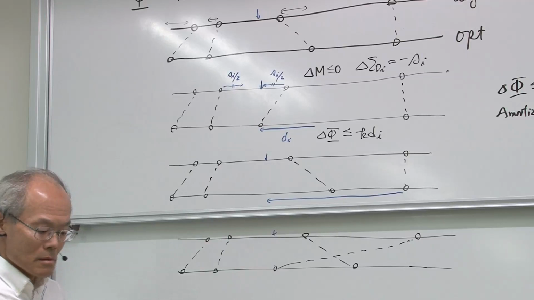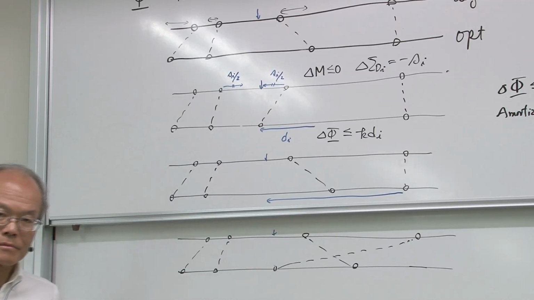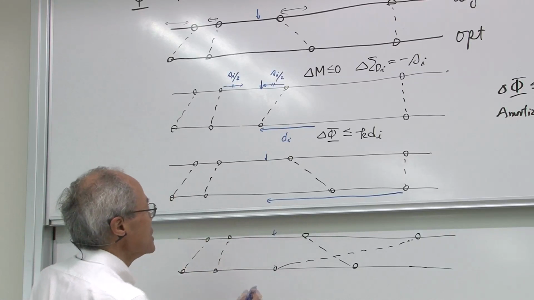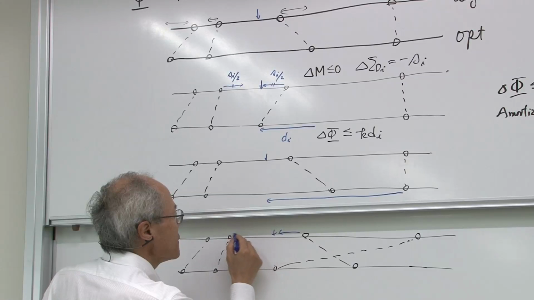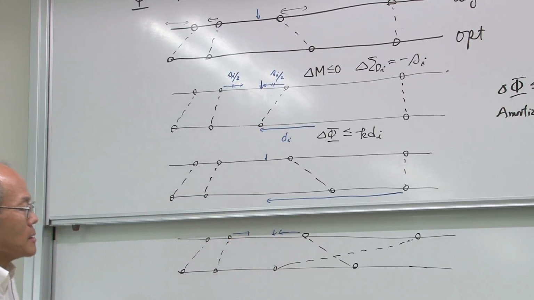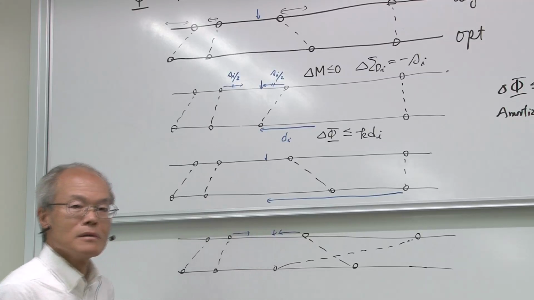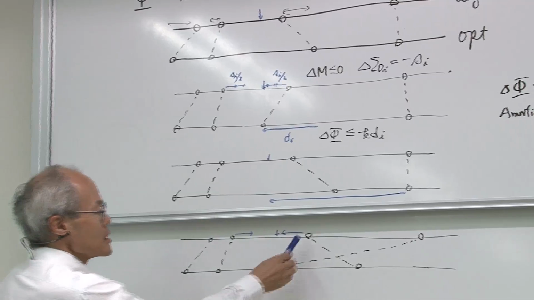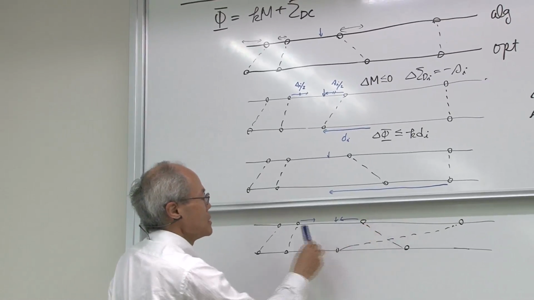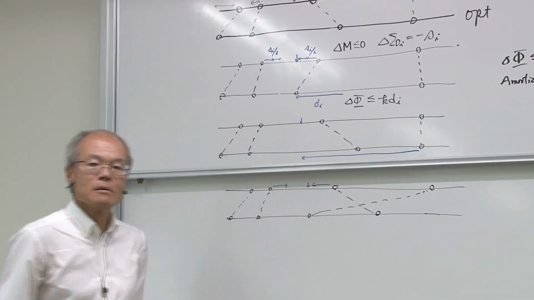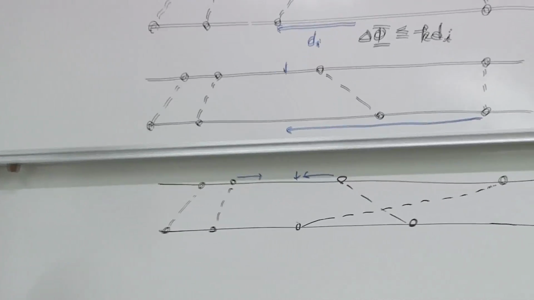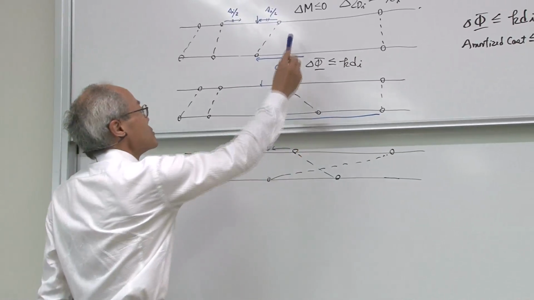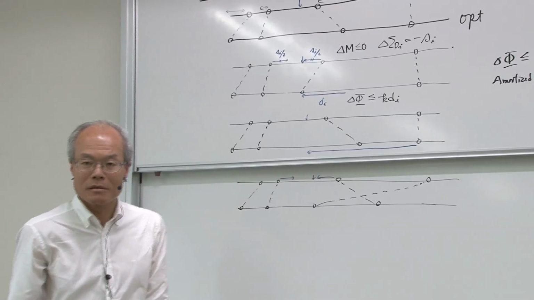Now, the problem is if two servers move like this, then both matchings increase. Now this matching increases from here to here, this to this. Okay? Both matchings increase. So no, this is not good because we'd like to have this formula.